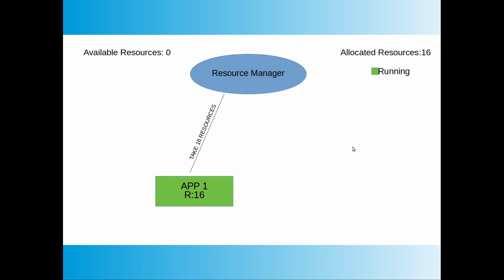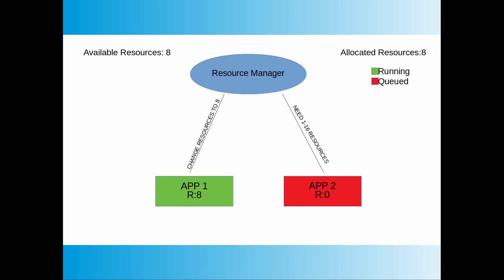Application 1 starts running, and at some point another application comes and also asks for 1 to 16 resources. But now the difference is that the resource manager can exploit the malleability of the applications, so it decides to change the number of resources of the first application from 16 resources to 8, and gives the other 8 resources to the second application. So in the end, both applications are running with 8 resources. We saw that we increased the throughput because of the malleability, but of course there is a drawback. The drawback here is that, okay, the applications are running concurrently, but they are running slower since they are using fewer resources, instead of the 16 that we had in the first example.